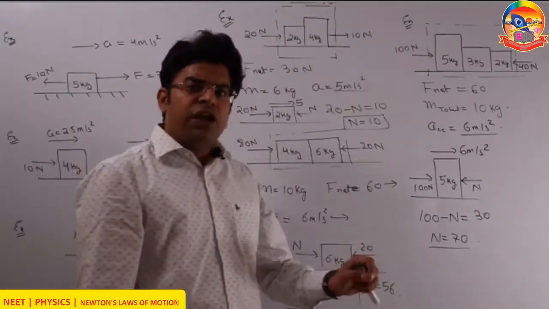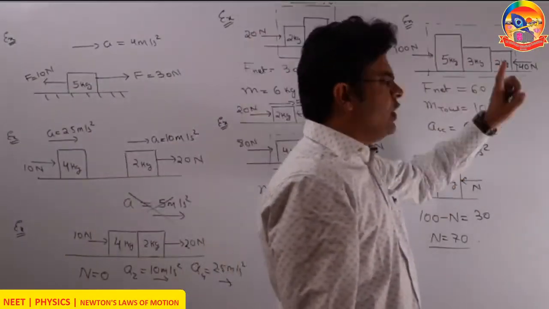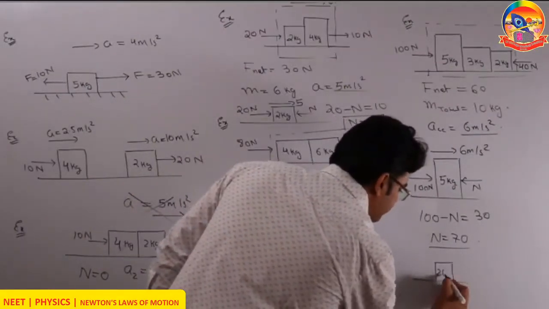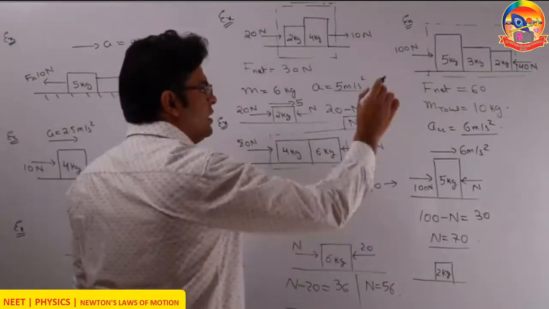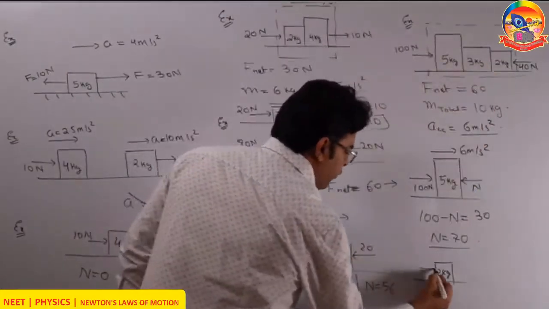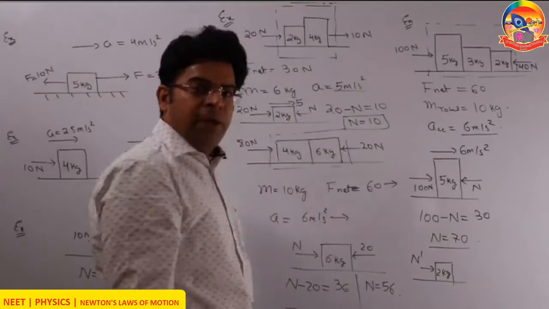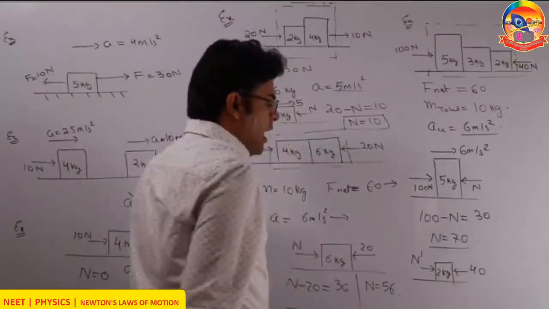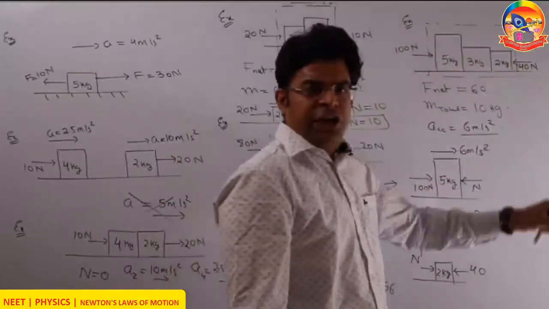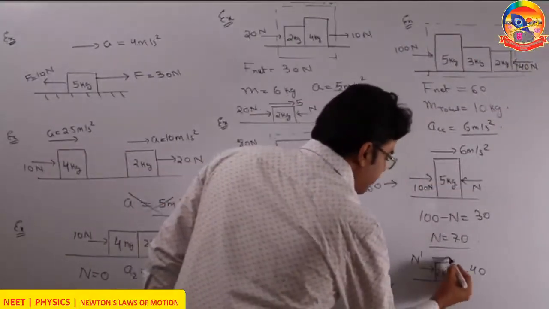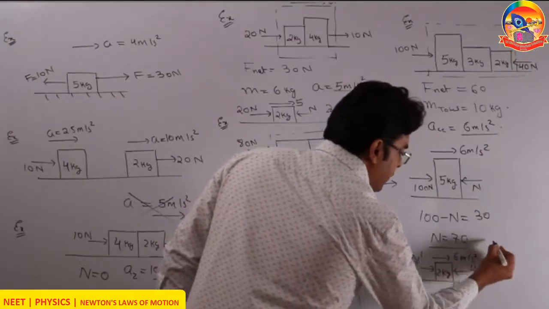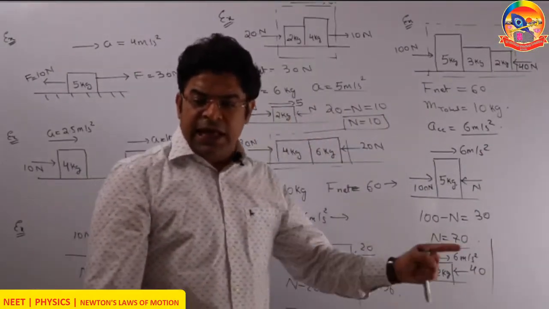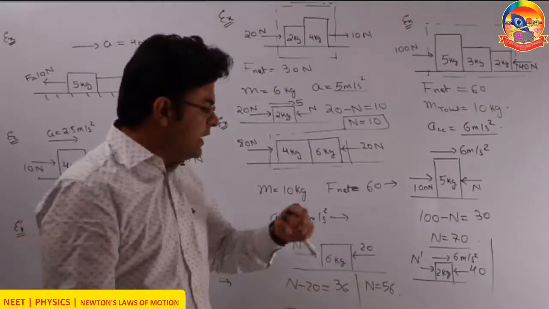Similarly, if you need to find the normal reaction between the 3 kg and 2 kg, make the free body diagram of the 2 kg. On this 2 kg, let's say the 3 kg applies a force N dash, normal N dash. And on the 2 kg, there is an external force of 40. Under the influence of N dash and 40, the 2 kg block moves towards right with an acceleration of 6 meter per second square. So you can write the equation for the 2 kg: the net force acting in direction of acceleration equals mass into acceleration.